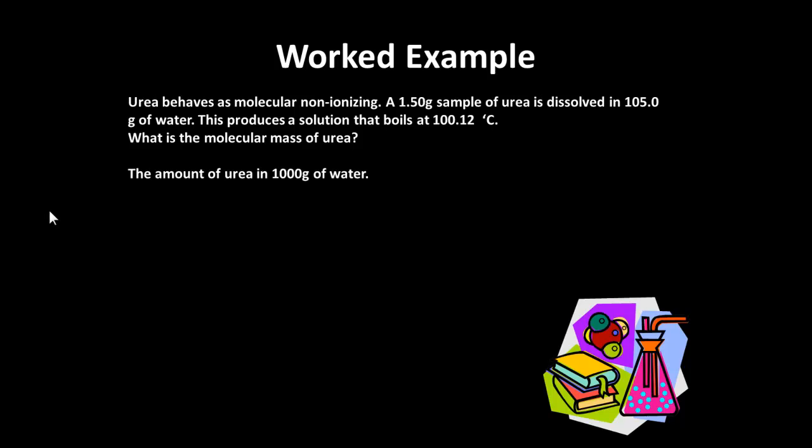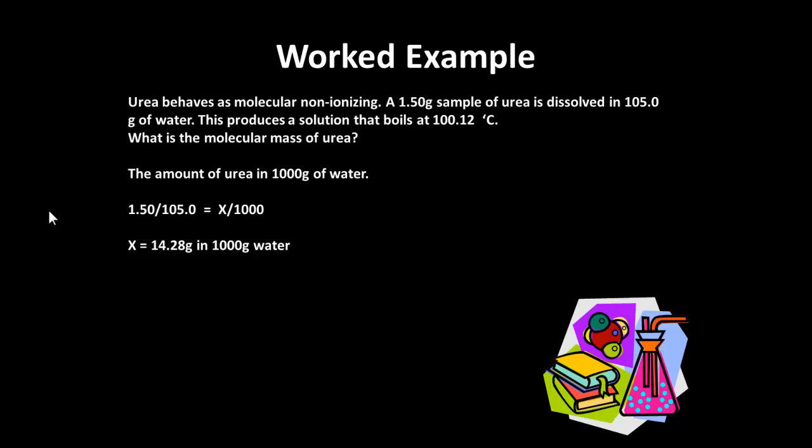Let's first start by saying, what will be the amount of urea in 1,000 grams of water? So we're going to take 1.5 over 105, and that will be equal to x over 1,000, where x, of course, is the amount of urea. So x will work out to 14.28 grams in 1,000 grams of water.